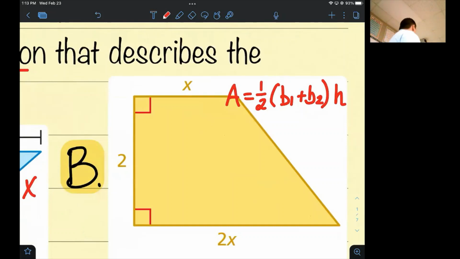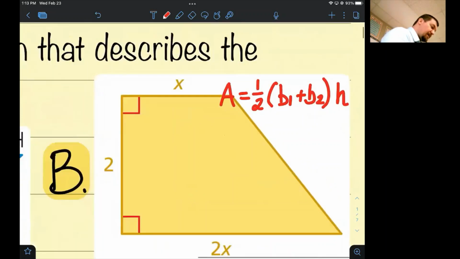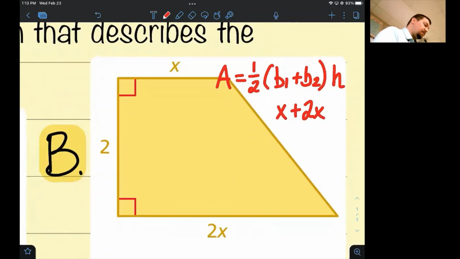The height of the trapezoid is going to connect those bases at a right angle, which makes the height of this trapezoid 2 and not whatever that is. That slanted height is not what we're looking for. Of course, we've done enough volume and surface area to know that the height always connects bases at a right angle. So when I plug in for X, let's just say that base 1 is X and base 2 is 2X, because that's what I'm seeing here for the bases. We'll say the height is 2.